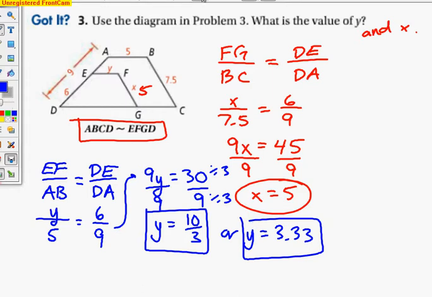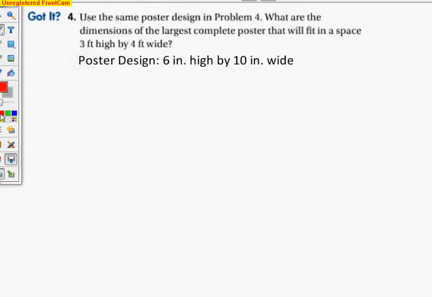Okay, the next problem is an interesting one. Put a star next to it, okay? It's a specific problem that you'll see later, so make sure you can do this. So what we want is we have a poster, and it's from problem 4. I wrote the dimensions here. 6 inches high by 10 inches wide. We want to know what are the dimensions of the largest complete poster that will fill the space 3 feet high and 4 feet wide.